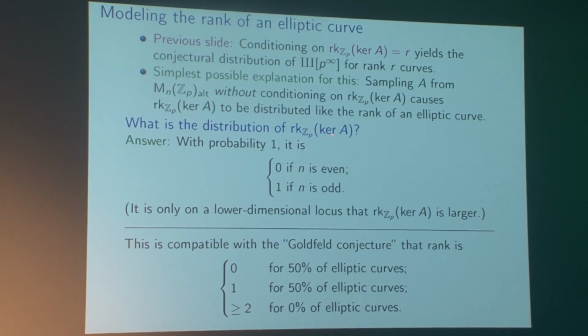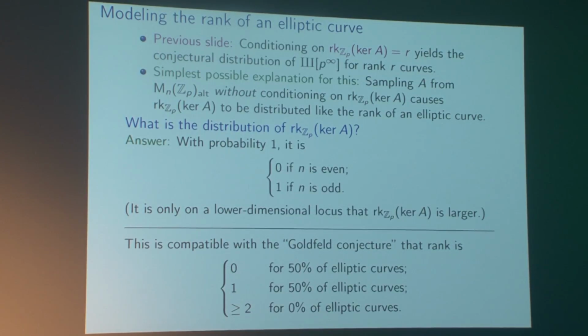Here's what actually comes out. What do you expect if you take a random matrix and you take its kernel over Z_p? What do you expect the kernel to be? It's an n by n matrix. If the determinant is non-zero, that means the kernel is 0. And you might say, most of the time, if I choose a matrix at random, the determinant will be non-zero. So most of the time, the kernel should be 0, have rank 0.